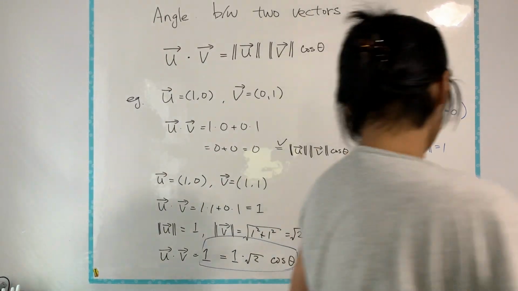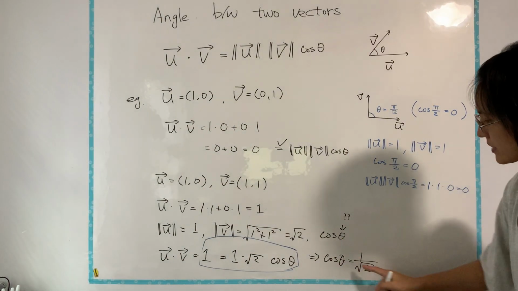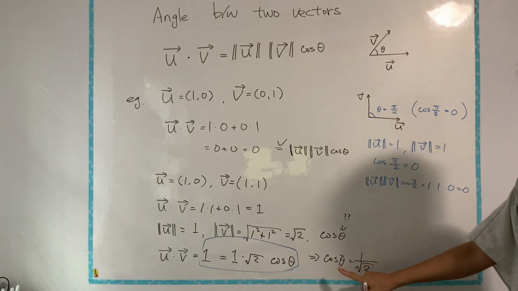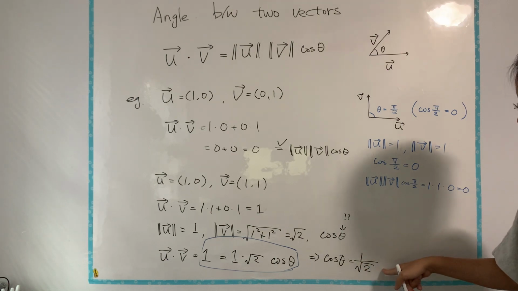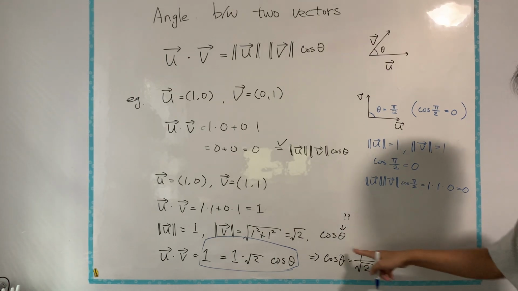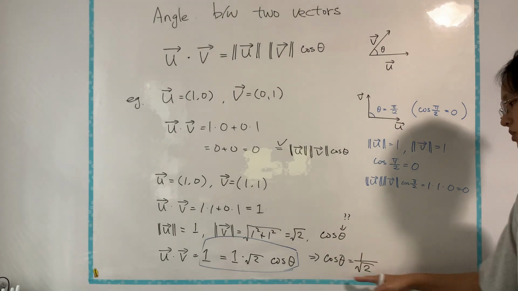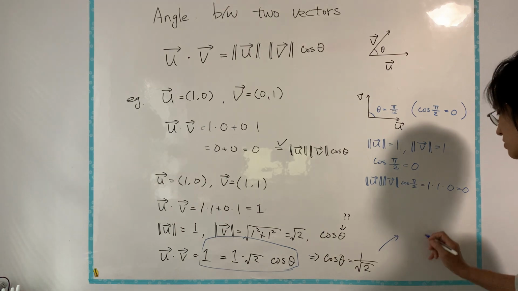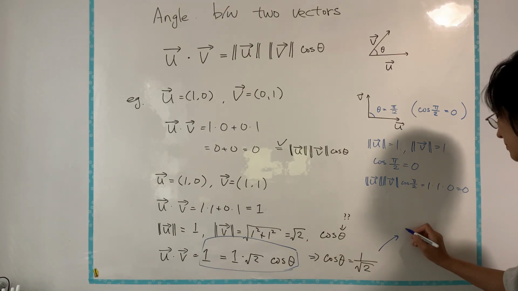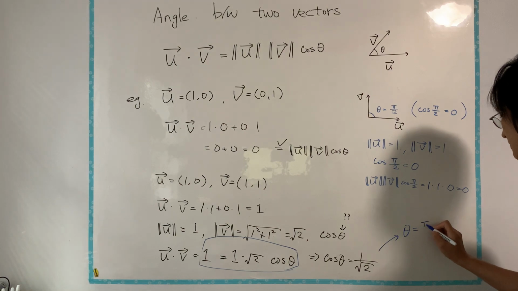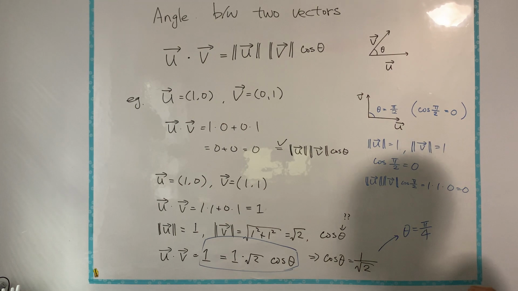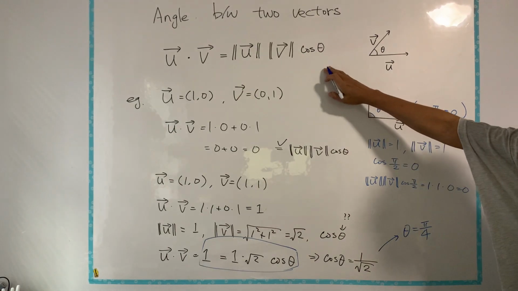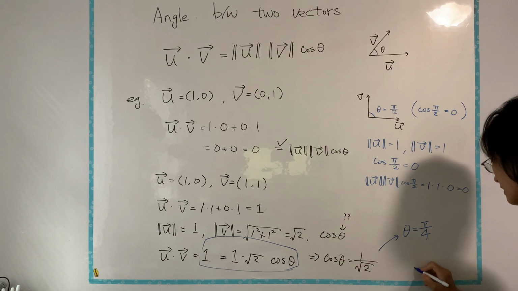Alright, so I happen to know that when theta is equal to pi over 4, cosine theta is equal to 1 over root 2. This is a special angle, so I know. If you don't know, that's okay. I'm just giving an example. So from there I know that theta should be pi over 4, and then we can check. Here I just want to give you an example to see the formula is legit.